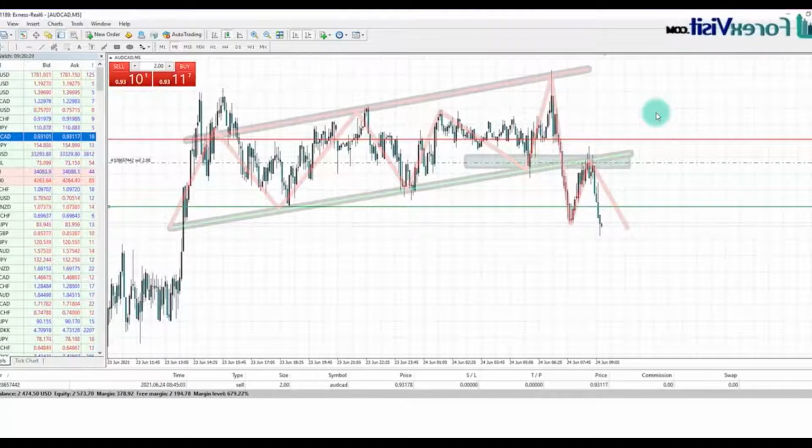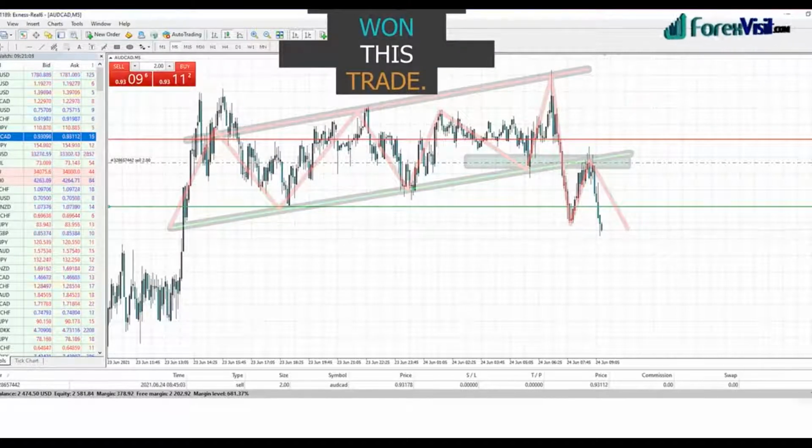Trend lines can be based on moving averages or highs and lows over specified intervals. Two of the most common envelope channels include Bollinger Bands and Donchian channels. We won this live trade.